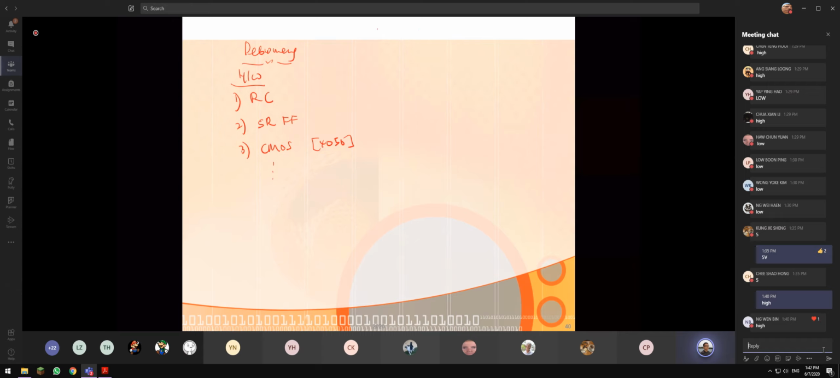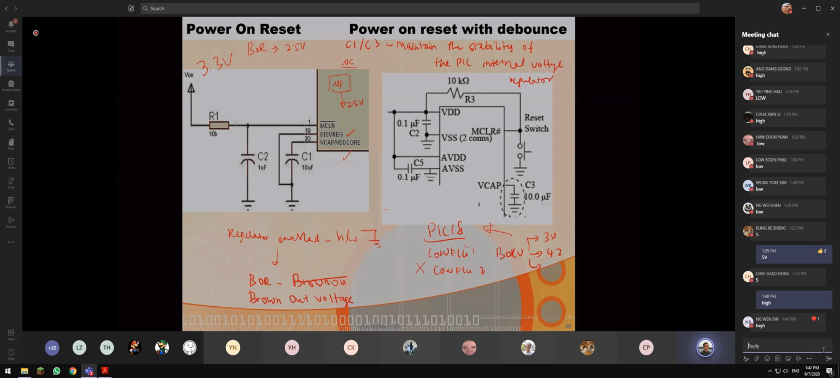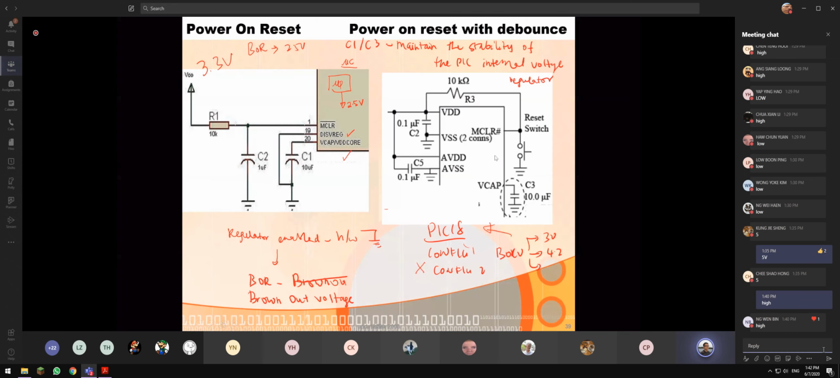You can solve it by using software as well. Just put a delay. Of course, this is cheaper, because hardware is all money, correct? But why don't you use software to solve it here? Can't, because this is a reset circuit. How can you use software to solve it? So what is the purpose of all this?